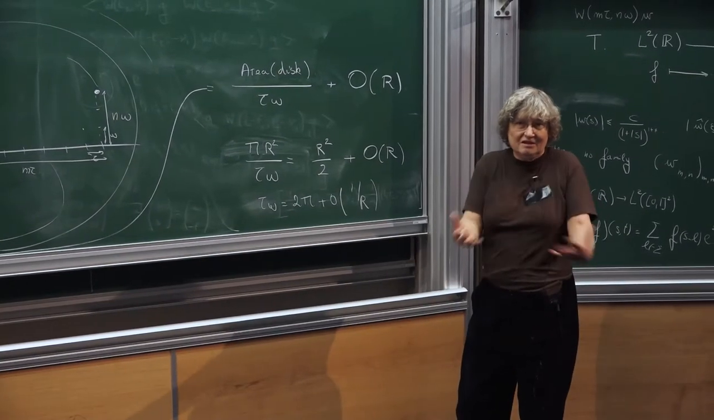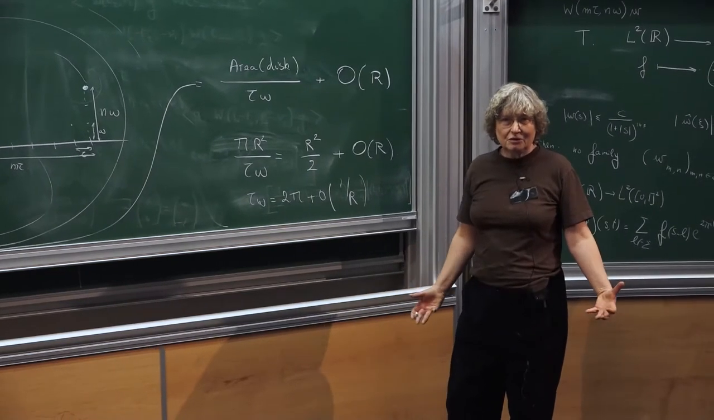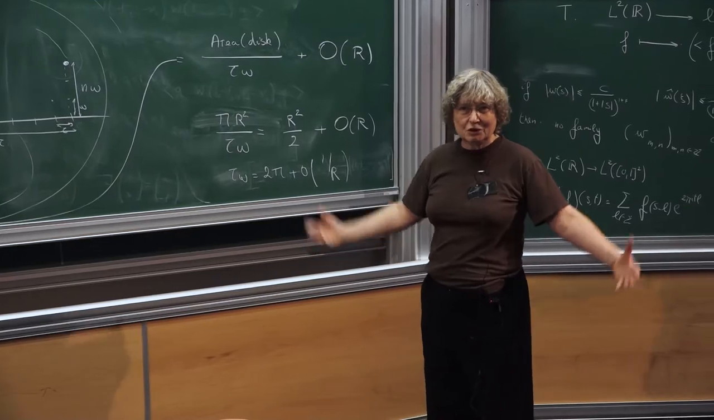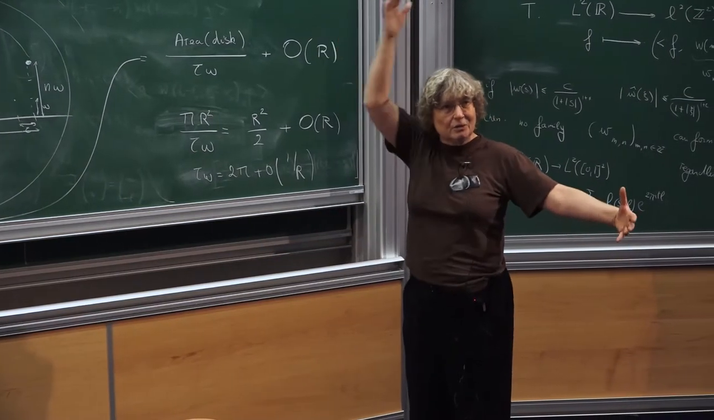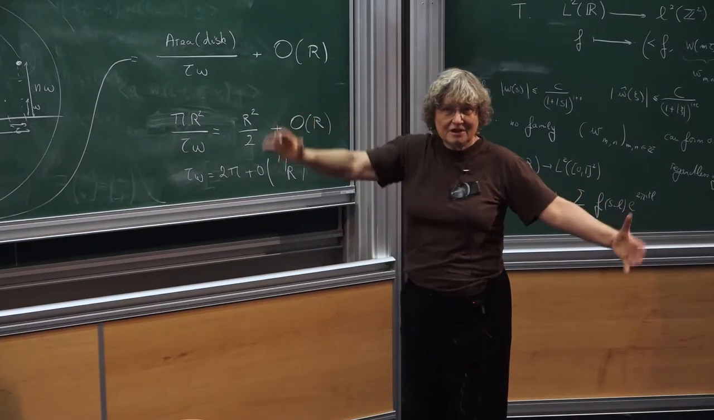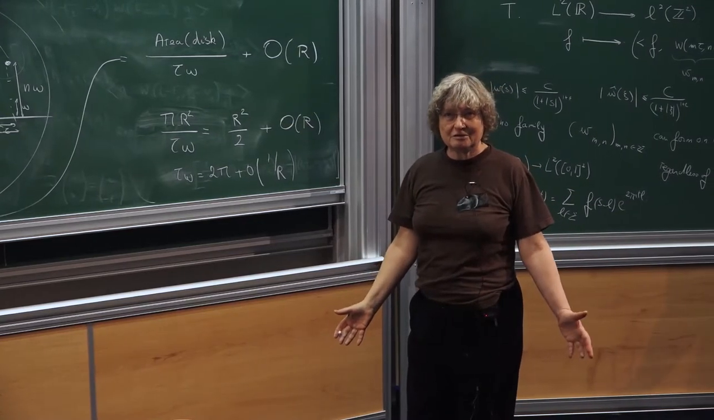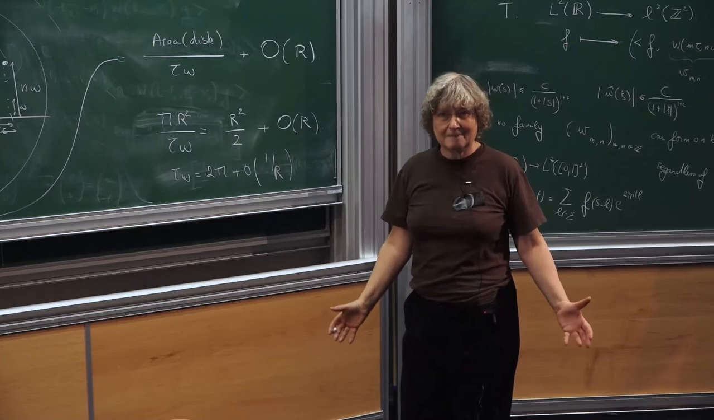And it's something that in quantum mechanics you know also. If you look at Weyl's formula for the number of bound states of a Hamiltonian, you look at the classical Hamiltonian, you look where its energy is negative, you divide by 2 pi, and that gives you a semiclassical approximation for the number of bound states. It's the same argument.